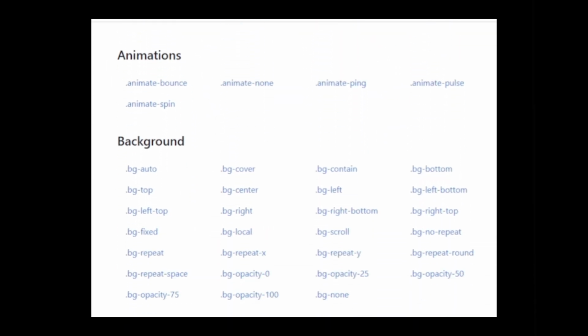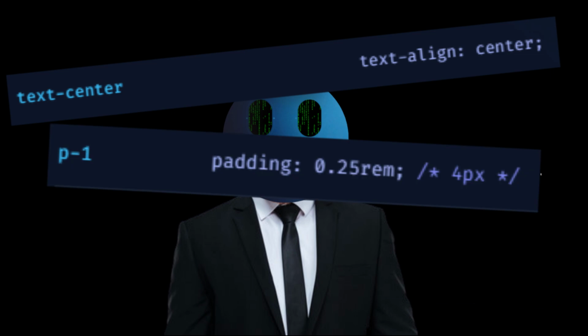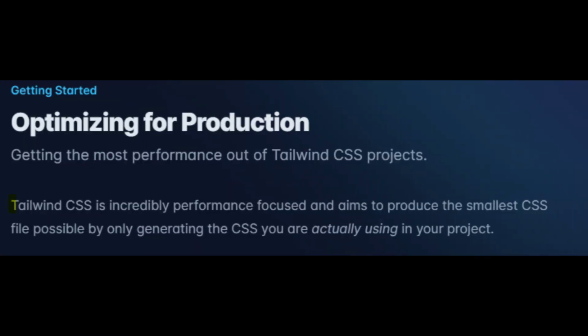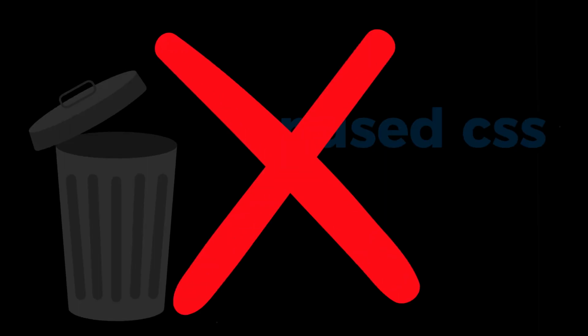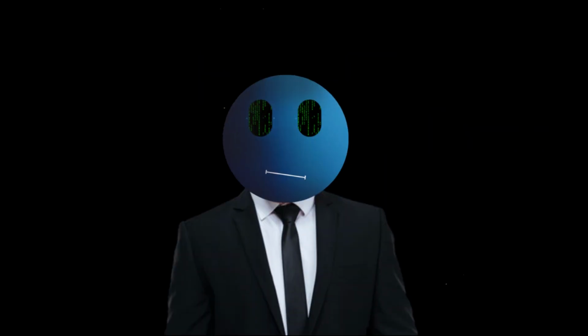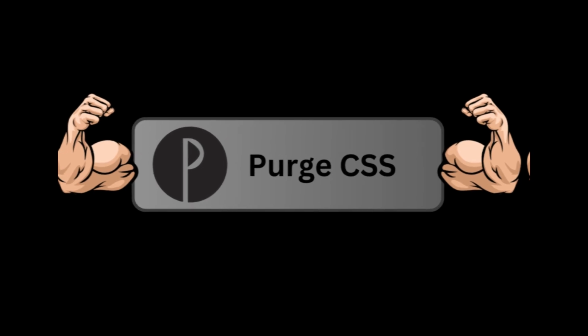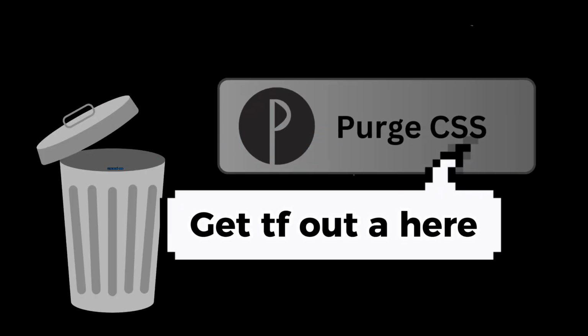Tailwind also provides a set of classes that are so easy and straightforward since each Tailwind class maps to a CSS property. When it comes to performance, Tailwind CSS focuses on producing the smallest CSS file possible by only generating the CSS you're actually using in your project, but it doesn't remove unused classes. That's why Tailwind recommends in its docs to use a tool called Purge CSS, which is a powerful tool used to remove unused CSS from your project.